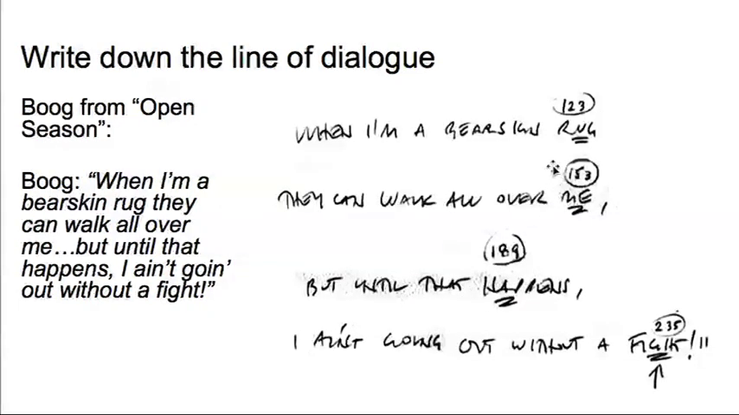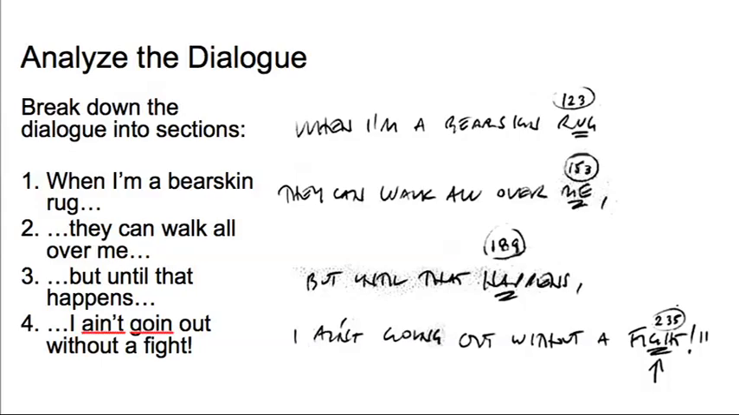You also want to note down what the accents are. What are the big accents in the line? When I'm a bearskin rug, the accent is on rug. They can walk all over me, the accent there is on me, so I've underlined me. But until that happens, accent on happens. I ain't going out without a fight was the really big accent in the shot, so that wanted the biggest physical gesture. I had Boog making a punching gesture with his fist. So you're breaking the dialogue down into chunks, and you're figuring out where the accents are.